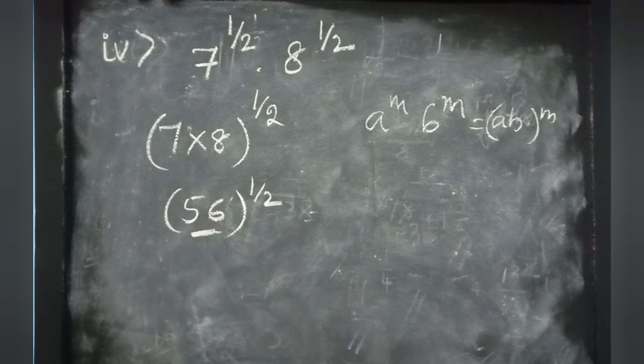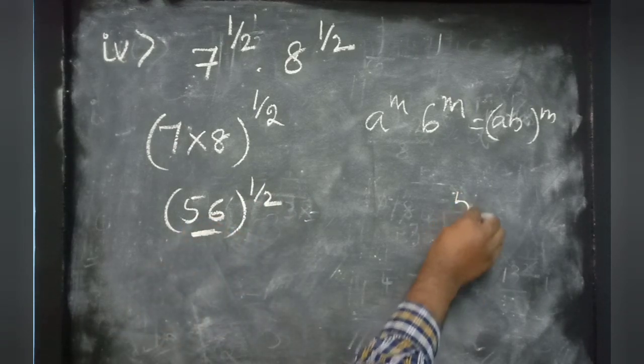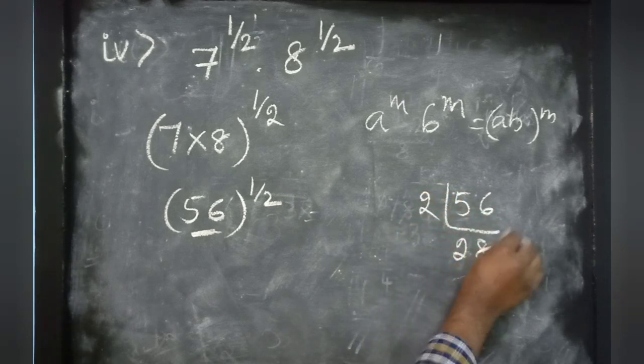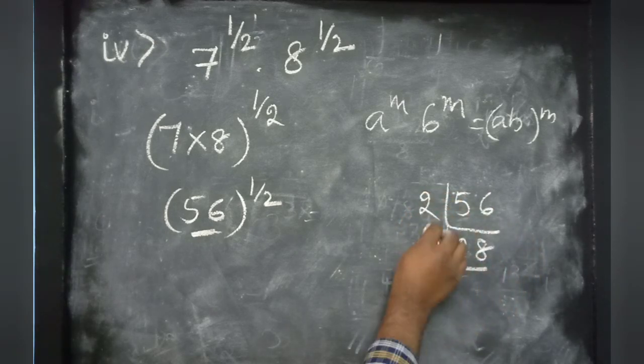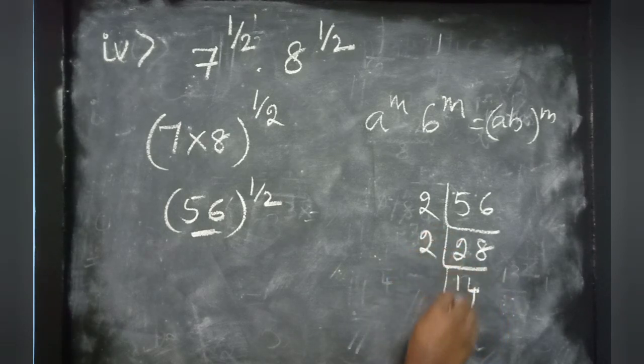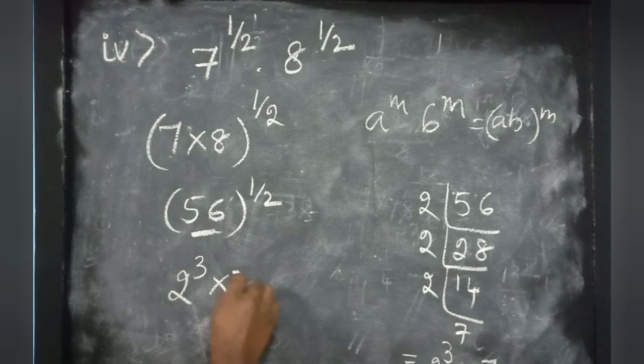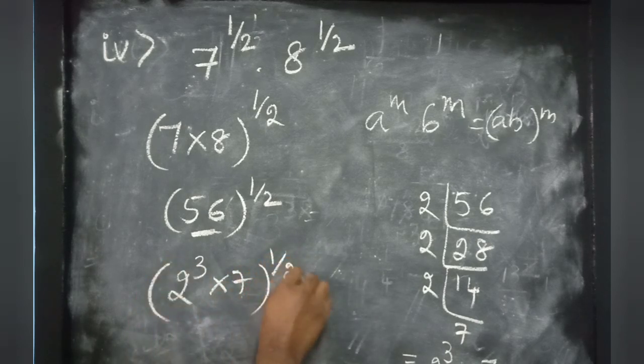Now express 56 in the form of exponents. 56: 2 twos are, 2 eights are, then 2 fourteens are, then 7 sevens are. So 56 can be written as 2 power 3 into 7. Therefore 56 can be written as 2 power 3 into 7 whole power 1 by 2. This is the solution.